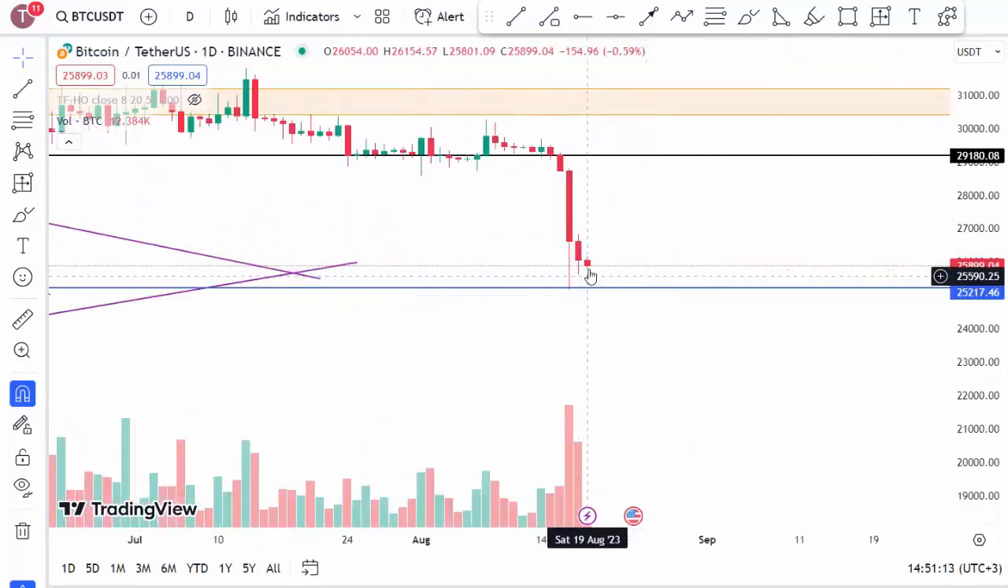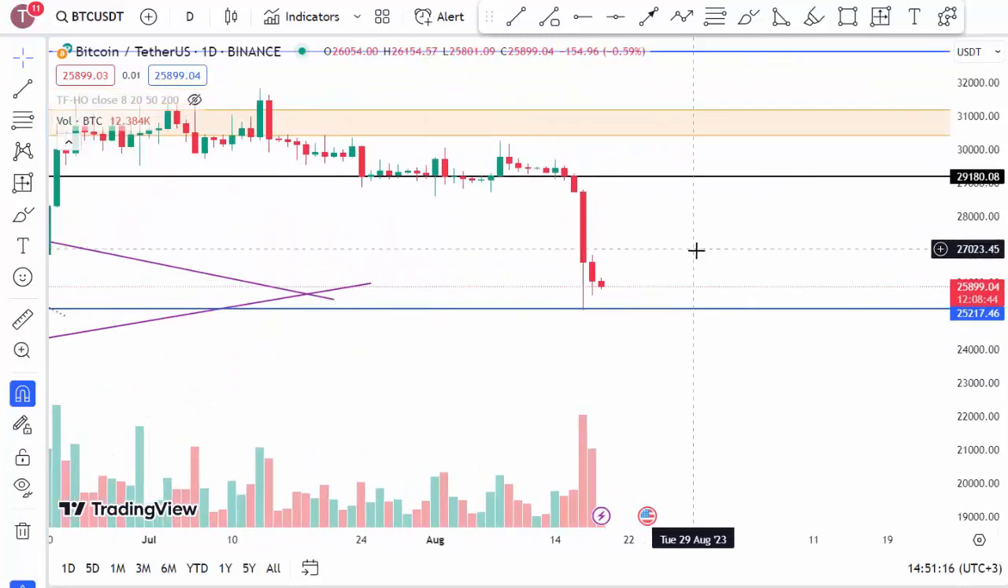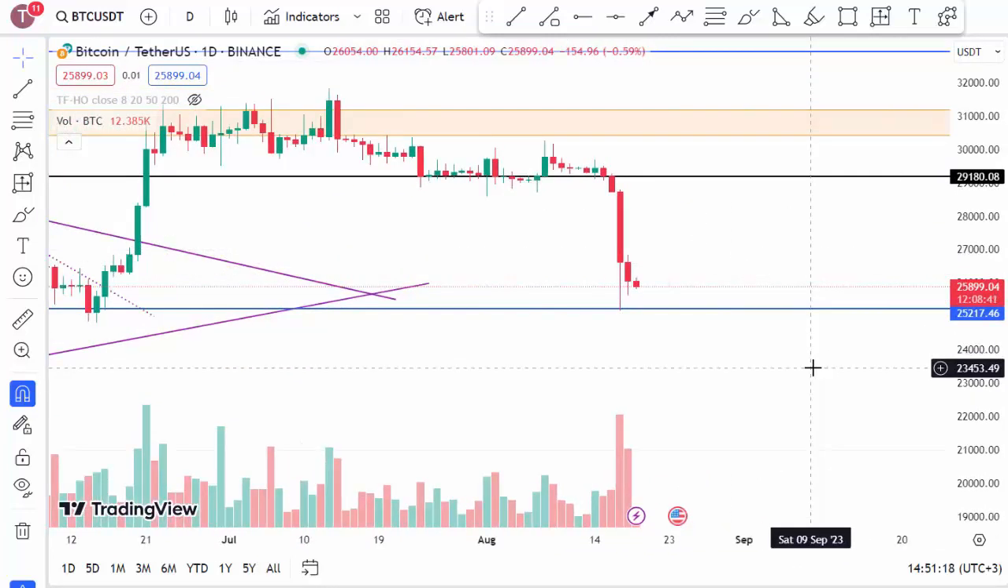$25,000 is indeed a strong level. This region, if not breached downward, can be seen right here. We can see that it immediately made a small upward movement like a pin. Of course, for the past 2 days, it has continued to decline.